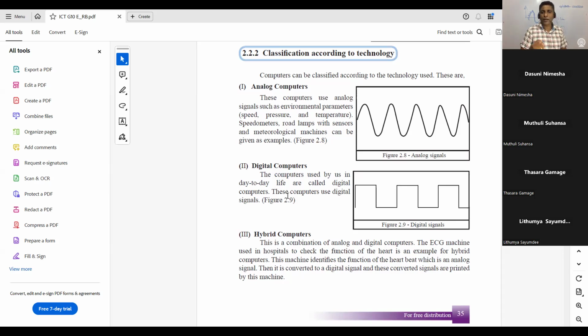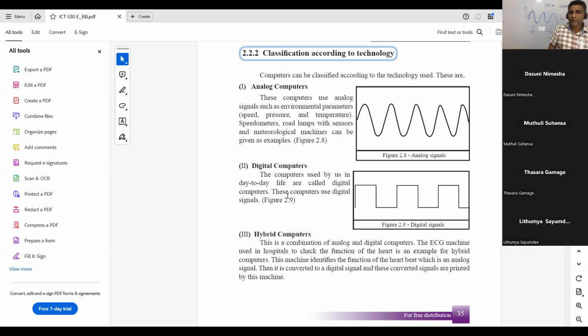So as I told you, like temperature, thermometer, right? It captures your analog signal and converts it into a digital signal. Those are called embedded computers, right? Then it's converted into a digital signal, and these converted signals are printed by the machine, and the computer can process them, right? So those kinds of things.